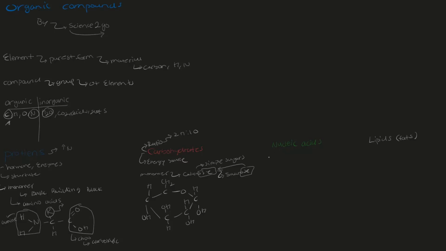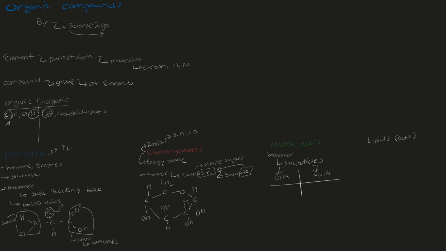Now, what are nucleic acids? Well, nucleic acids have a lot to do with your genetic code, with your DNA and RNA. The monomers of nucleic acids are called nucleotides. Pretty cool word to say, pretty fun. But of nucleotides, there are 2 types, right? We have DNA and we have RNA.